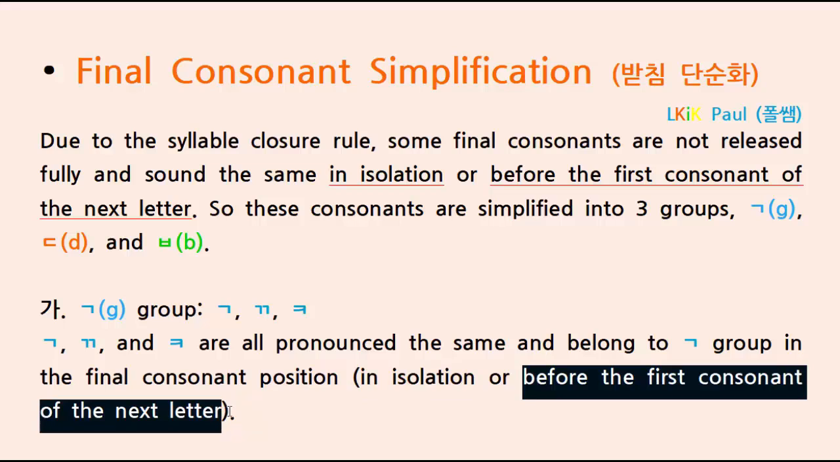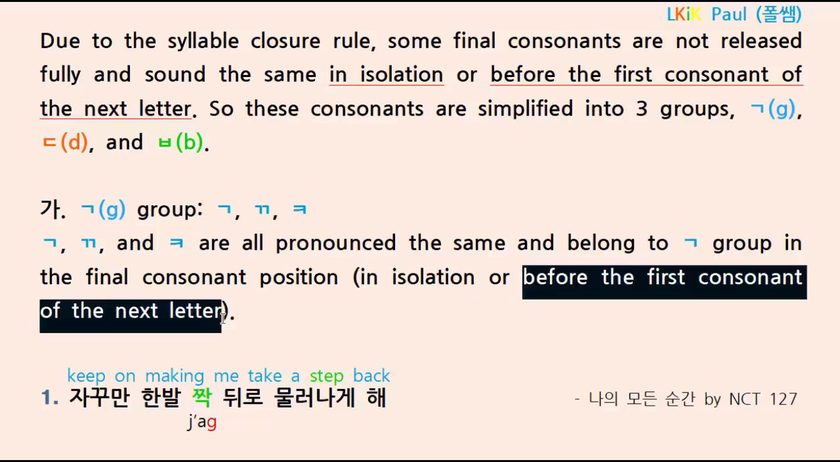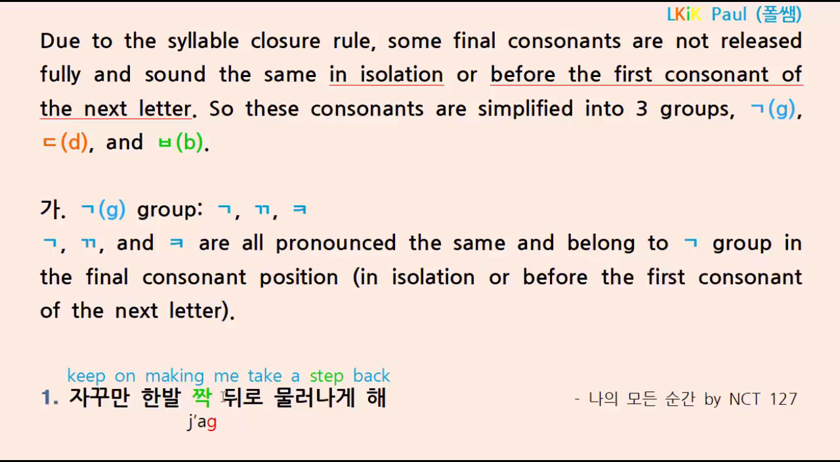Let's check out the example. Look at this letter. This letter is pronounced as 짝. This letter is written in isolation and also this letter starts with the consonant 디귿. So this letter is before the first consonant of the next letter. The first consonant of this letter is 디귿, right? So syllable closure occurs. So the final consonant of this letter is not released fully. So this is not 짝, just 짝.